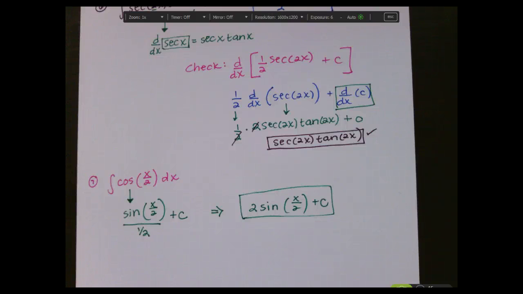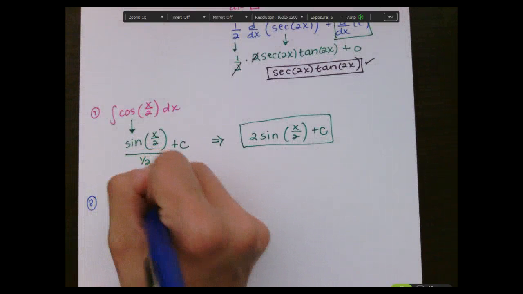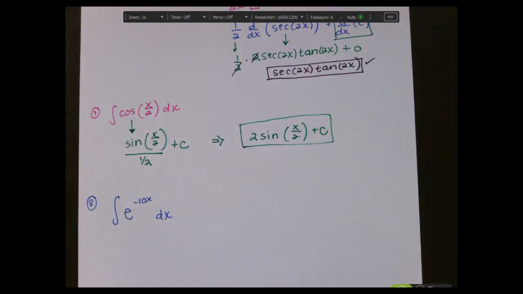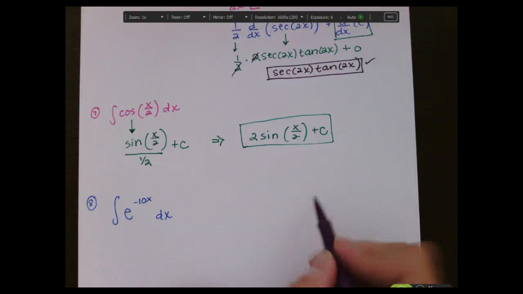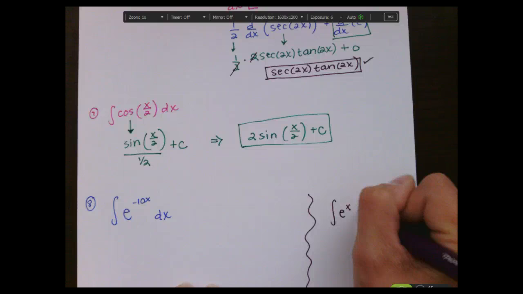All right, the very last example for this section is to find the antiderivative of e to the negative 10x with respect to x. Let me do a little side note over here. We haven't looked at this yet.